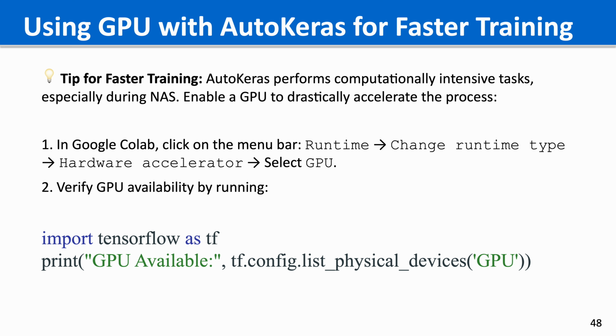Then run TensorFlow's list physical devices call, and you should see at least one CUDA device. On CIFAR-10, the difference is night and day. A full search that takes 2 hours on CPU usually wraps up in 6 or 7 minutes on GPU. If you're on a paid cloud, remember that more trials and longer epochs will rack up costs, so start small, profile the time, and scale up once you know the value.